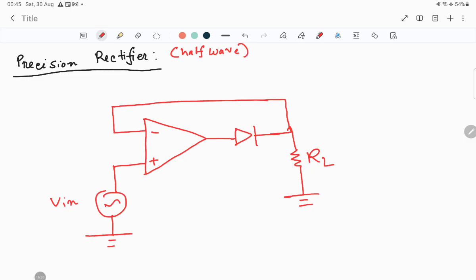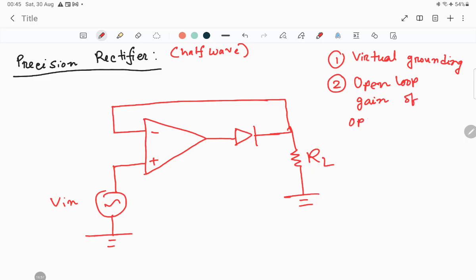Now some important things that I need to know: the concept of virtual grounding, then you should know the open loop gain of op-amp, that is called A, that is about 10 to the power 4 to 10 to the power 5, a very large value.